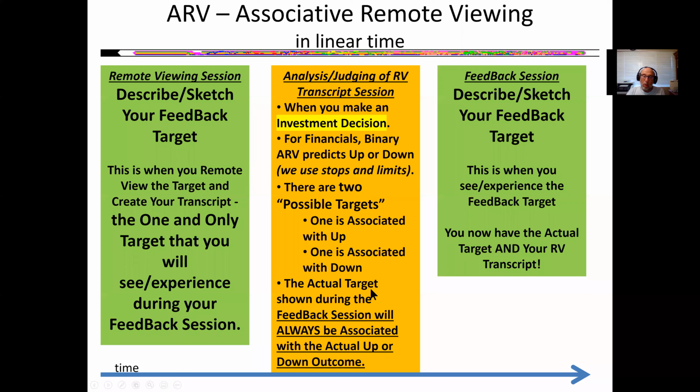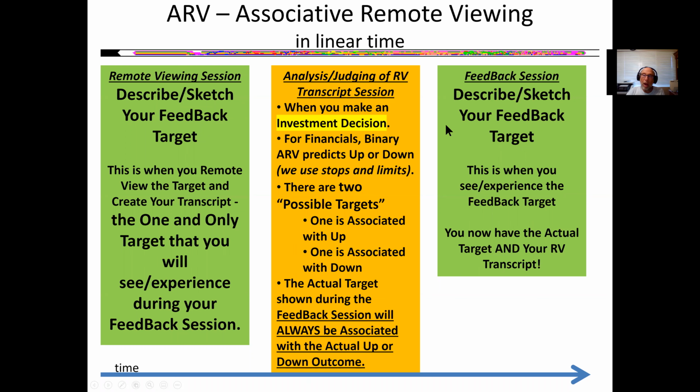If the actual outcome of the price movement of the stock or other financial is up, then you will see the possible target associated with up. If it's down, you'll see the possible target associated with down. That is always the case. You know the case. This is what makes this work.